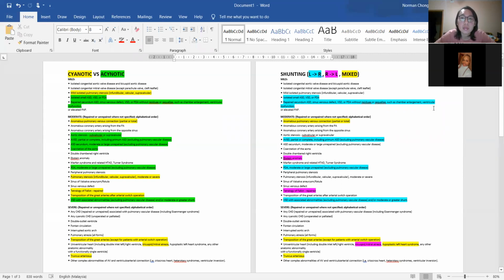Now, shunting. You see left to right, right to left, and mixed. I remember last week we talked about Eisenmenger syndrome. I will talk about that again later. So let's go through the first one, left to right shunting. You see that left to right is mostly under mild and moderate. And right to left, you see that it is mostly moderate, and one in severe. Mixed, you see that it's in moderate and most of them are in severe. So you can see the weightage here.